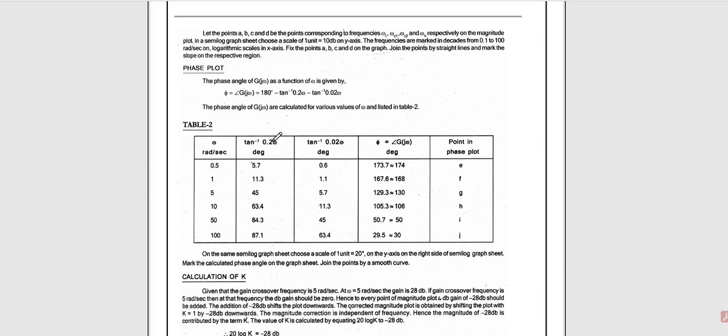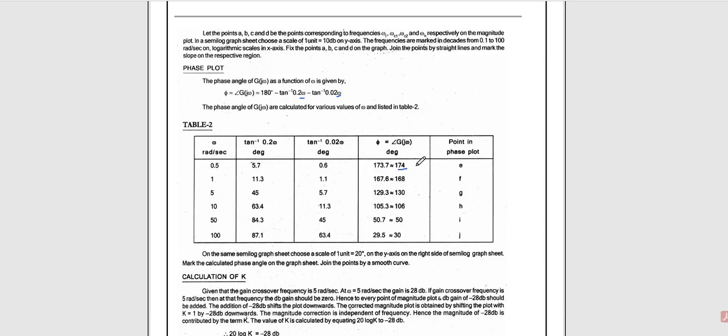So if you go for this, it is also good, but not necessary. We have to calculate separately like this. Directly you can go for angle calculation using this formula: phi equal to 180 minus tan inverse of 0.2 omega minus tan inverse of 0.02 omega. Simply substitute omega equal to 0.5. So 180 degrees minus tan inverse of 0.2 into 0.5, and the same way here 0.2 into 0.5. If you calculate, you will be getting the angle in degrees.